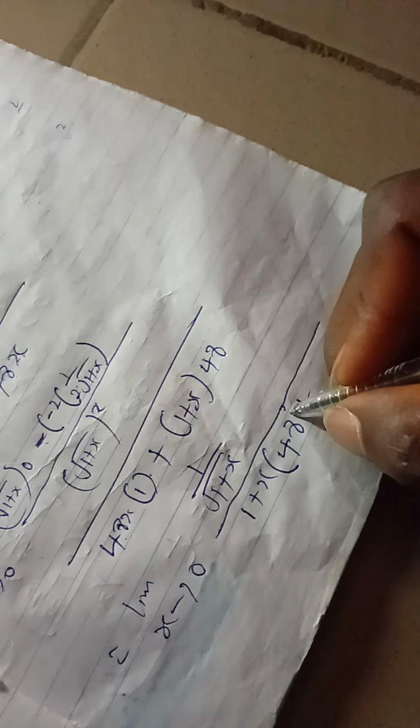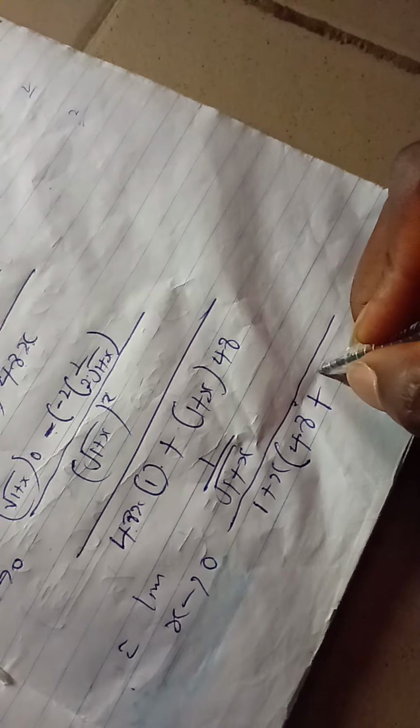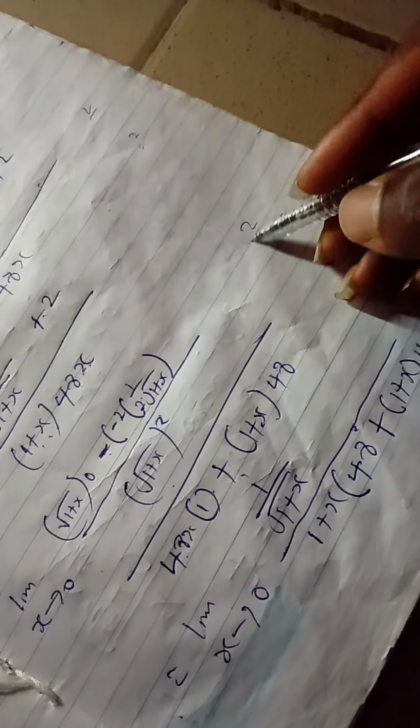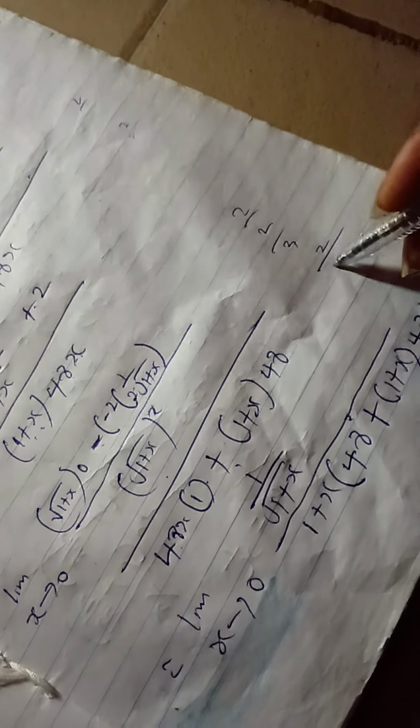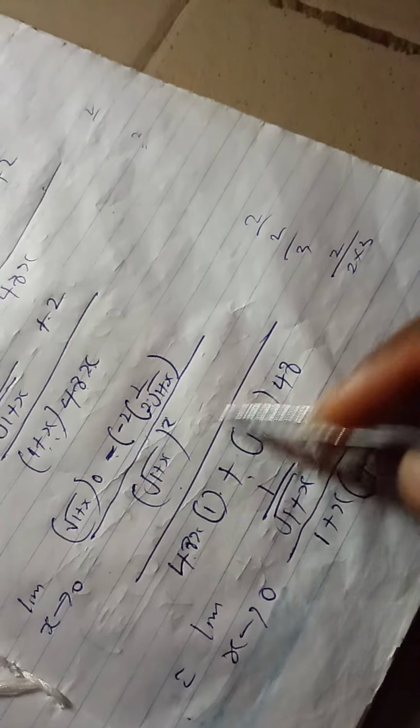plus what? Plus 1 plus x into what? 48. I use this to multiply this, like 2 over 2 over 3, same thing as 2 over 2 times 3. So this over this over this, same as this over this times this. Since this cancels, this 1 plus x times this, that's what we have here. So 48x times 1, oh, that's 48x, not 48.